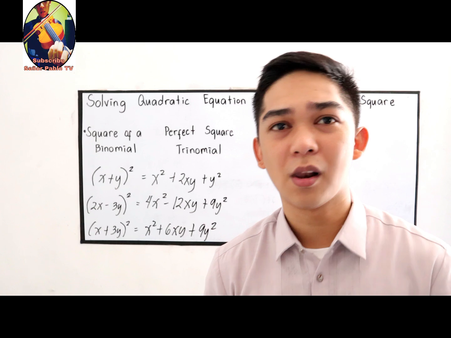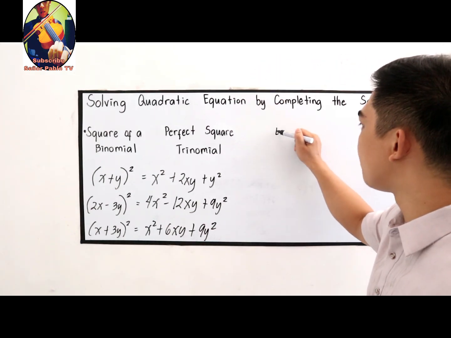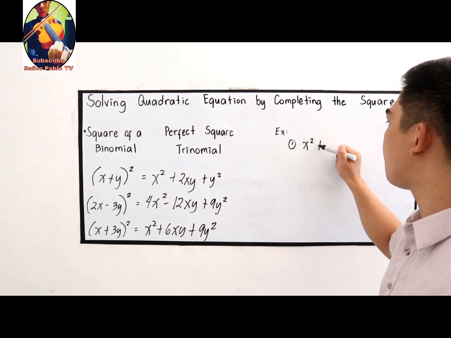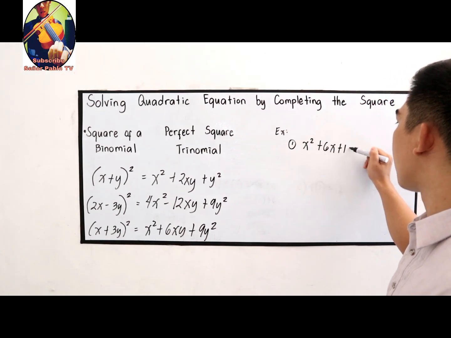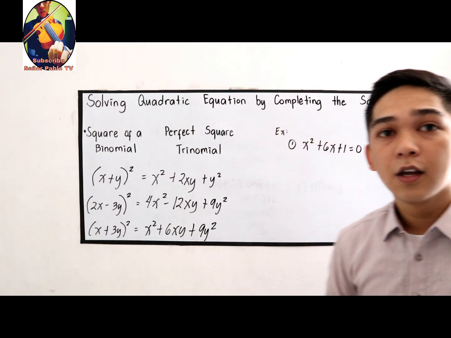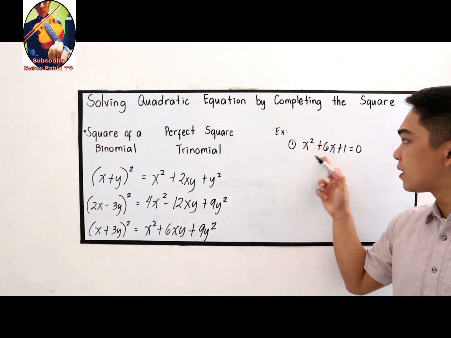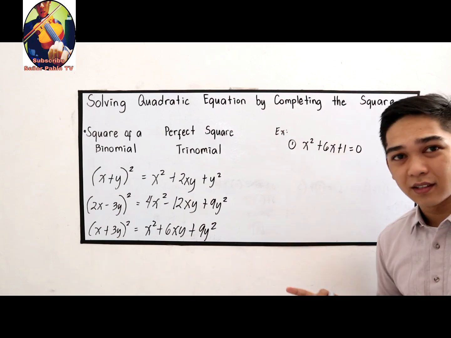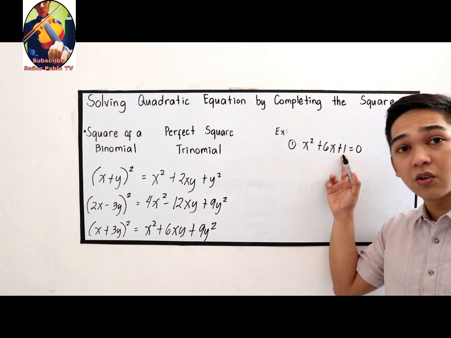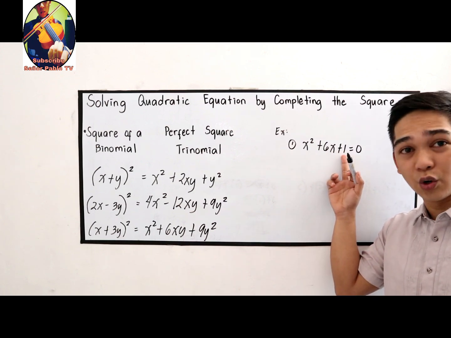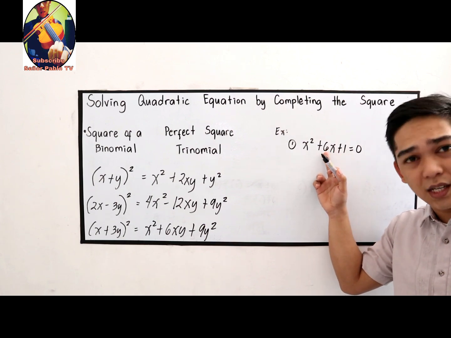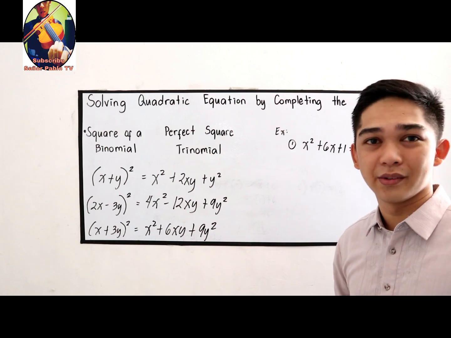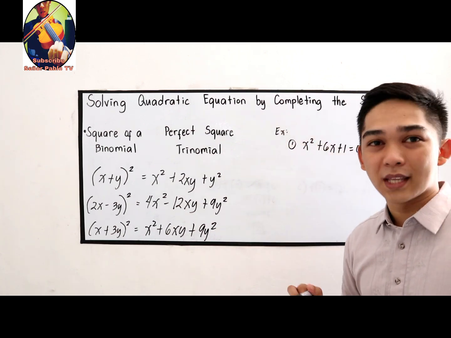Try natin na example. Example number 1. Let's say we have x squared plus 6x plus 1 is equal to 0. So, itong x squared plus 6x plus 1 is equal to 0, hindi natin siya pwedeng isolve by factoring. Kasi si 1 dito ay wala naman siyang factor na kapag inag-add natin ay equal to 6. So, hindi din natin pwedeng gamitin si extracting the square root. So, gamitin natin si completing the square.